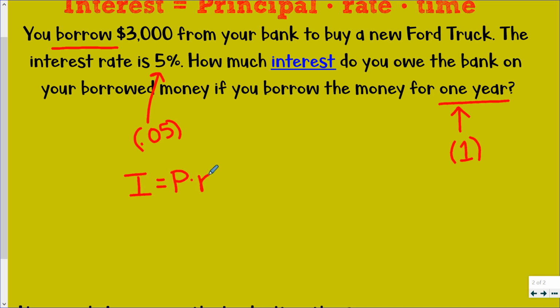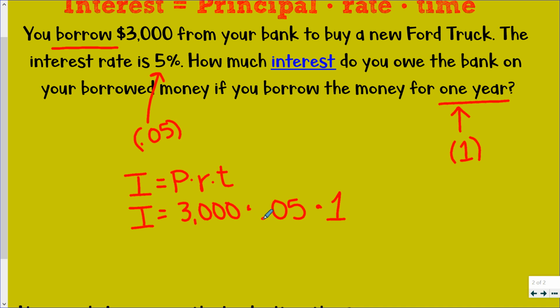I equals P dot R dot T. All right. I equals principal, aka 3,000, times our rate, remember at 0.05, times 1 year. This could be in months sometimes as well. We'll talk about different ways on how to do problems that are in months.